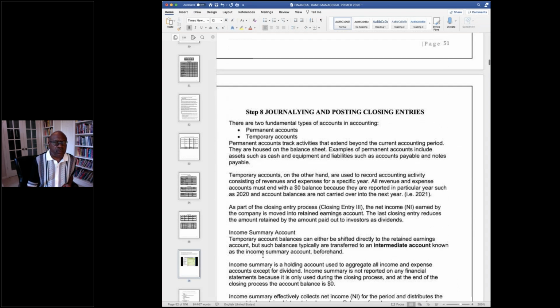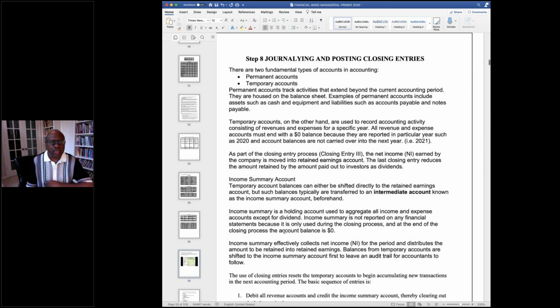Okay, so the permanent accounts are going to track activities, and they're going to go beyond the current period. So they're going to stay there. They're housed on the balance sheet. Permanent accounts include assets, such as cash, equipment, notes payable. The permanent accounts that I just showed you. Temporary accounts, on the other hand, are used to record accounting activity, consisting of revenues and expenses, dividends for a specific period, a year.